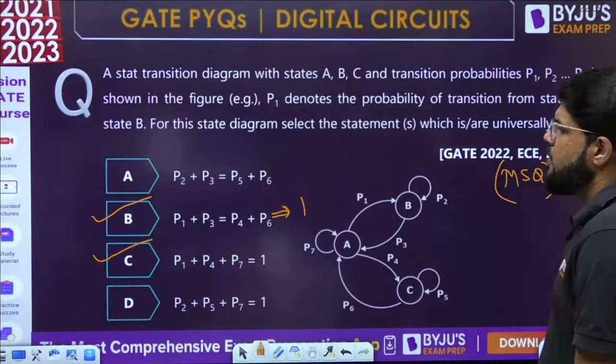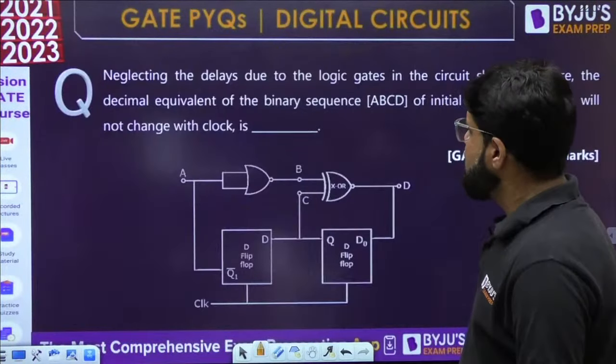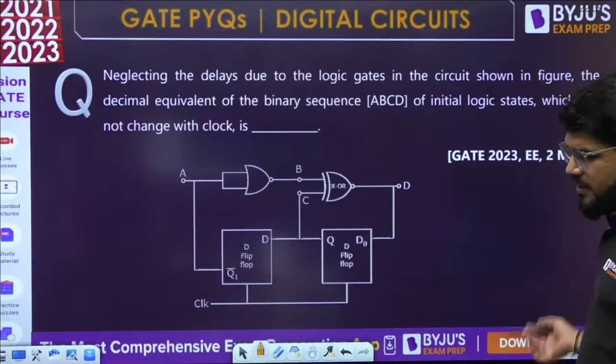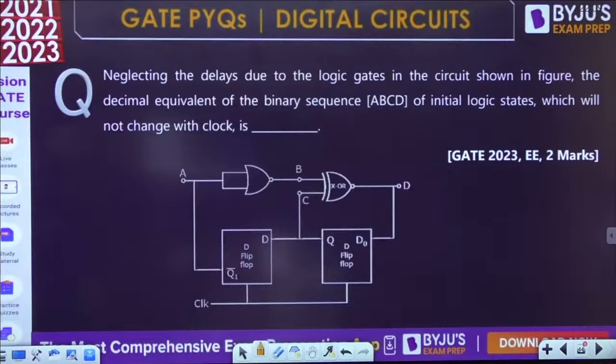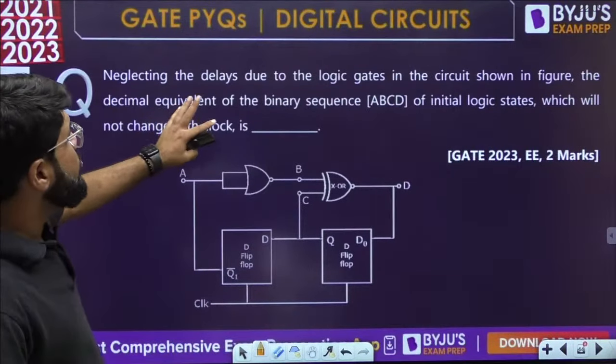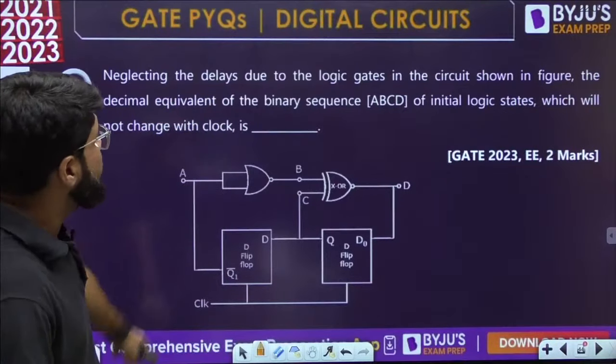Okay, chalo. Moving ahead to the next question. Here it is, 2023 EE, 2 marks. Good question. Neglecting the delays due to logic gates in the circuit shown in the figure.